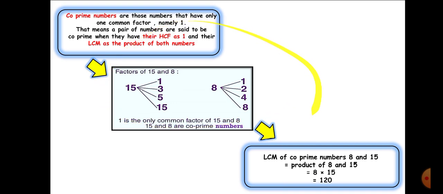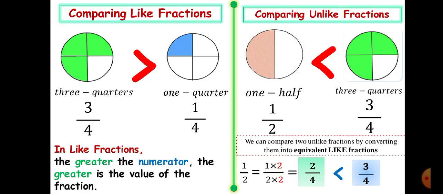Co-prime numbers are basically those numbers that have the common factor 1, and whenever you take the HCF of these numbers, it is always 1, and when you multiply both numbers, you get the LCM. Like if I have to find the factors of 15 and 8, factors of 15 are 1, 3, 5 and 15, and of 8 are 1, 2, 4, 8. So 1 is the only common factor of 15 and 8, and they both are co-prime numbers. Now we have to take the LCM of the co-prime numbers 8 and 15. You have to multiply both, and you get 120.